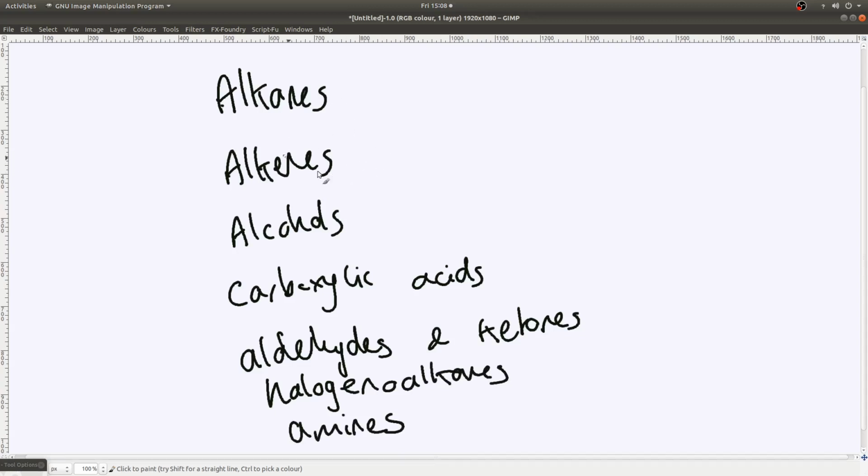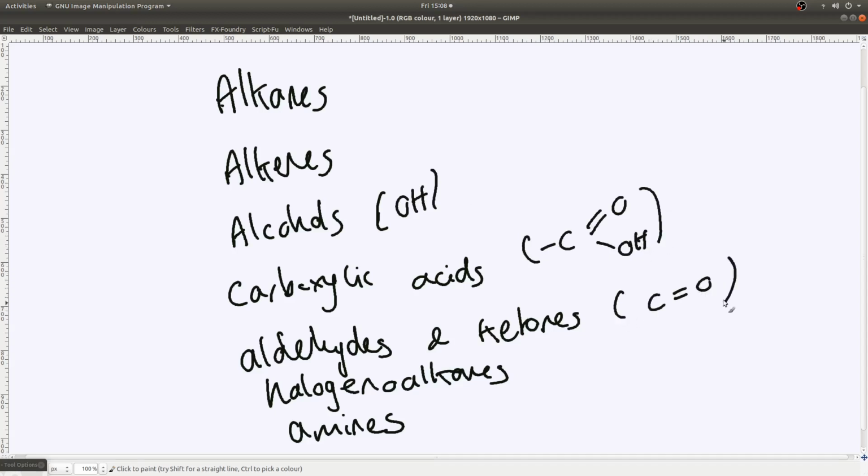Alkene is going to have a double bond somewhere on that carbon chain. The alcohol group is where we've got the OH group. Carboxylic acid is where we've got a COOH somewhere in the molecule. The aldehydes and the ketones have both got a CO group somewhere in the molecule, but on the end of the carbon chain it's an aldehyde, in the middle if it's a ketone. The halogenoalkane is going to have a halogen, that's chlorine, bromine, iodine usually somewhere on the molecule, and an amine, that's going to have an NH2 group. And there we are.